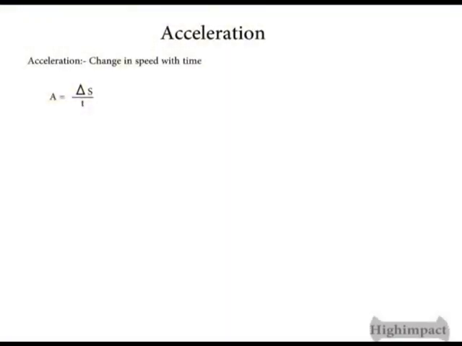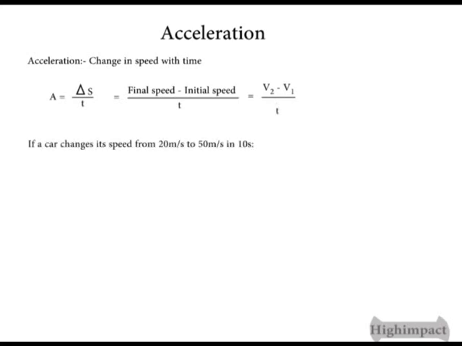Acceleration is equal to change in speed over time. That is final speed minus initial speed over time. That is given as v2 minus v1 over t. Acceleration is given in meters per second squared. And so if a car changes its speed from 20 meters per second to 50 meters per second in 10 seconds, then its acceleration will be 50 minus 20 over 10, which gives us 3 meters per second squared.